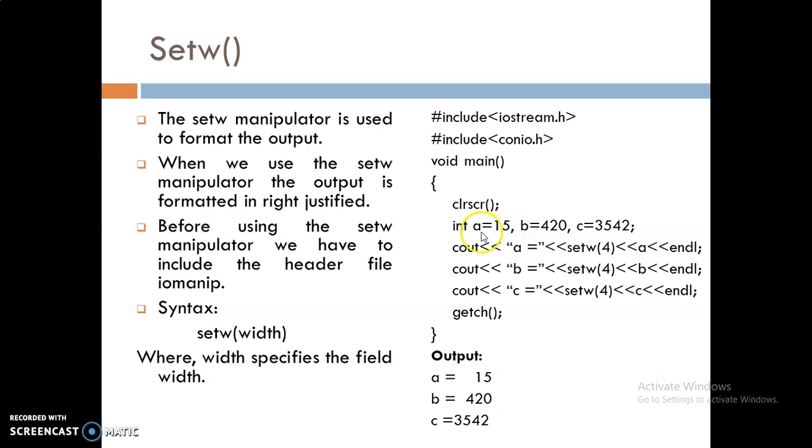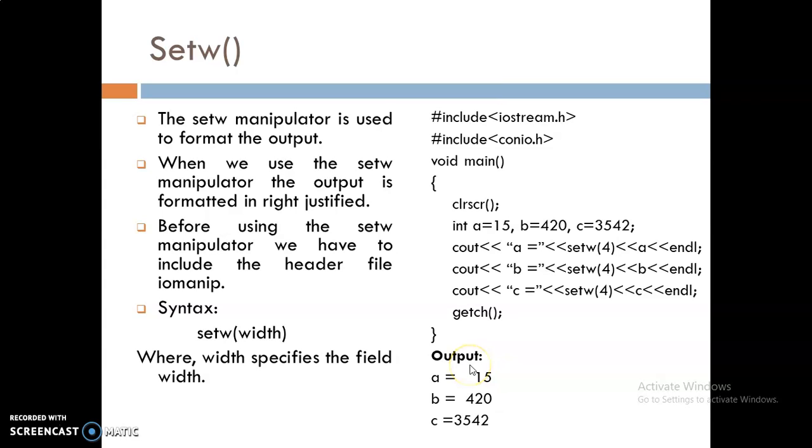You can see here the value of A is 15, but as I said, setw 4, it means the width is 4. So in the output here you will see two spaces are blank. The value is 15, but as the width is 4, that's why you will see here two spaces are blank. Similarly, the value of B is 420. It means there are 3 digits, but still one character is blank here as the width is 4. But when we are looking at this variable C having the value 3542, it means having 4 digits, so it will occupy all the 4 characters. So you can see here there is no blank space.